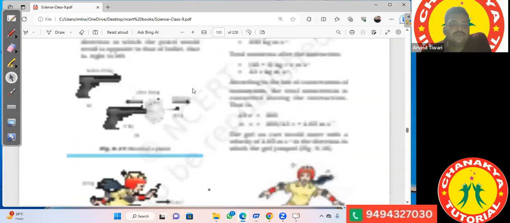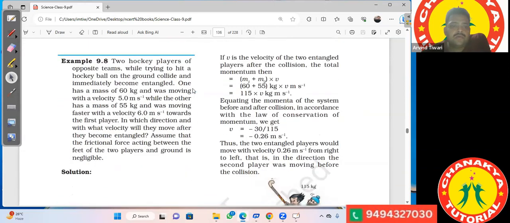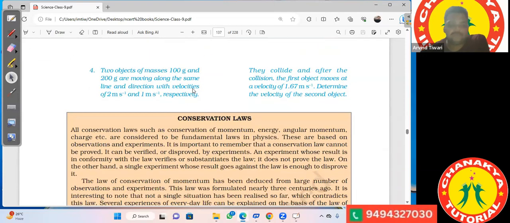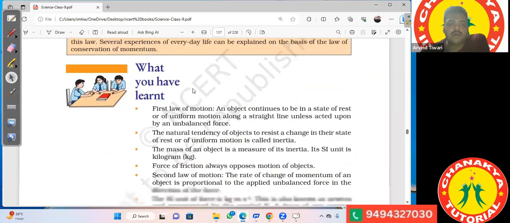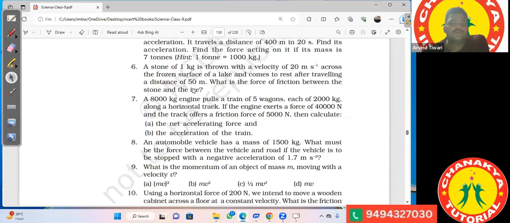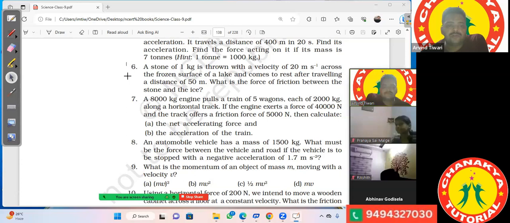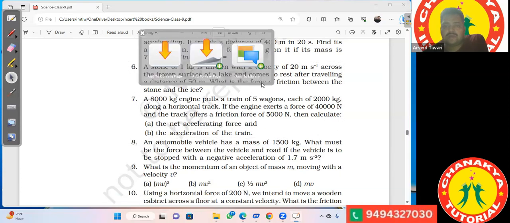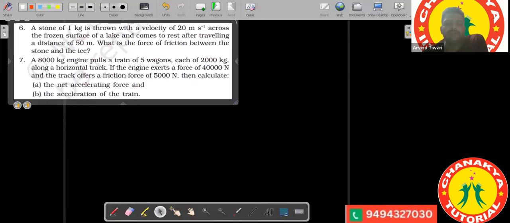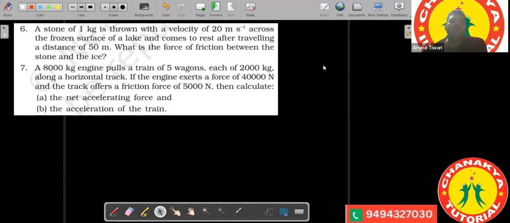We will see conservation of momentum. Okay, let's try to do this question. We have to do question 6 and 7. Let's try to solve question 6 and 7. Okay, so all of you solve question 6.